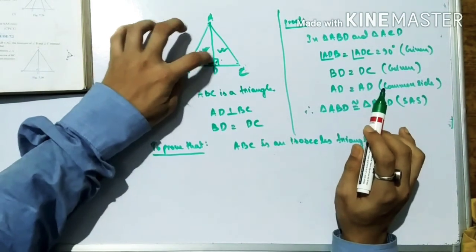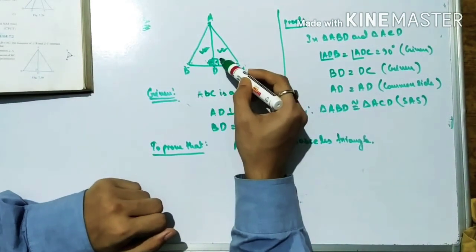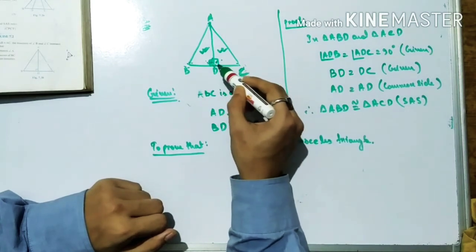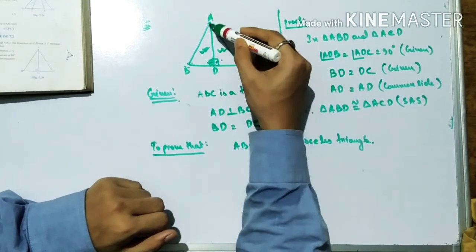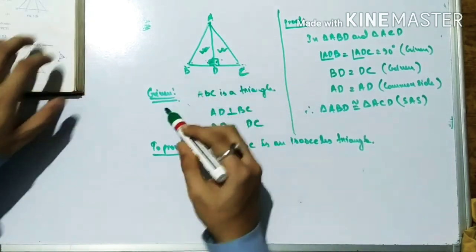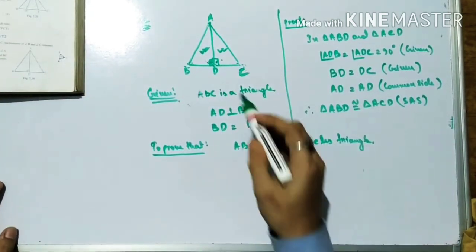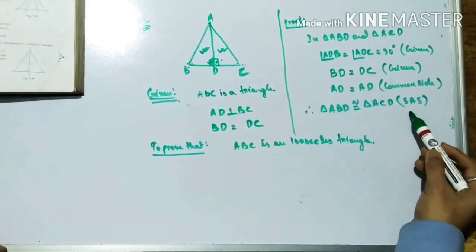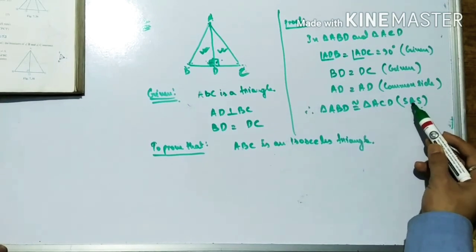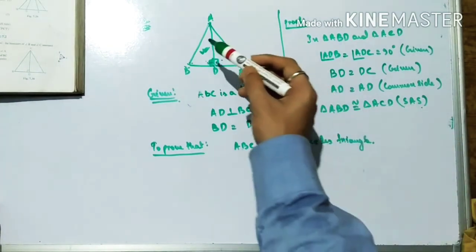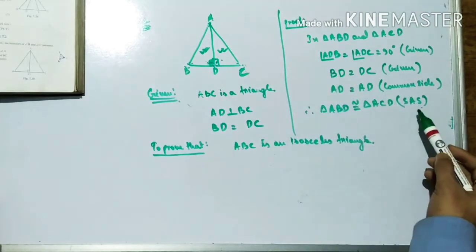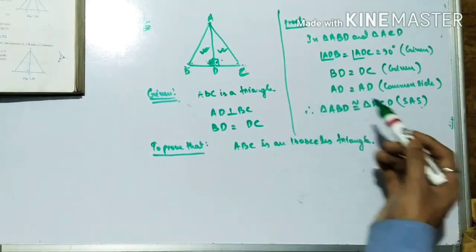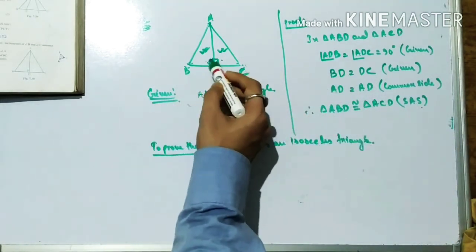You see, this angle is equal to this angle. Yes or no? And BD is equal to DC. And AD equals AD. Understand? This whole thing is becoming this way. SAS is proved. In SAS the angle should be included, between two corresponding equal sides the angle should be equal. So here, the angles are included.